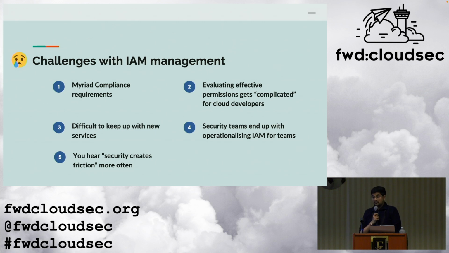What are the challenges with IAM management, especially in large cloud environments? One, myriad compliance requirements. Every other day, you get new requirements, which are very difficult to implement, trust me. Second is evaluating effective permissions for developers gets really tricky. Like they are really not sure what's allowed, what's not allowed, because you have SCPs, permission boundaries, different controls, so they really are lost at some point. Then third is difficult to keep up with new AWS services. So every other week you have new services, new feature releases, new IAM namespaces, so how do you keep up with the velocity by which AWS is releasing services, right?